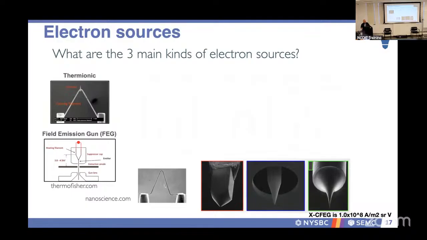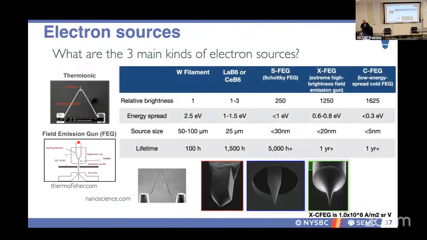In terms of field emission guns, there are different types. We have Schottky FEGs, X-FEGs, C-FEGs, and comparing them to tungsten filaments or what's known as a lanthanum hexaboride source, you can see that if a tungsten filament has a relative brightness of 1, a field emission gun can be several orders of magnitude brighter. And not only that, it can be more coherent. What I mean by that is that the energy spread is a lot smaller. On one of our microscopes, we have a cold FEG, and the spread is less than 0.3 electron volts. Whereas a tungsten filament could have a couple electron volts.